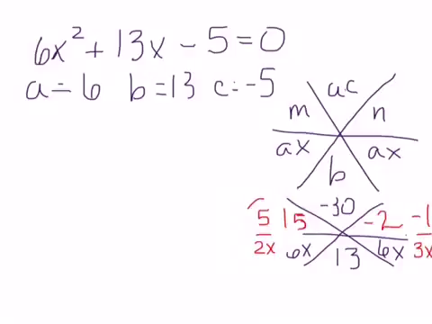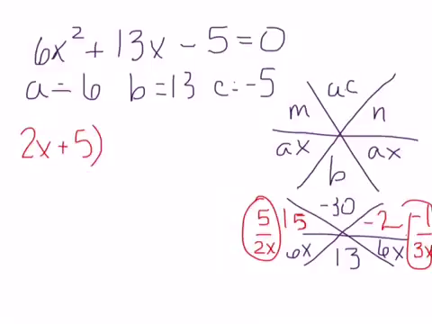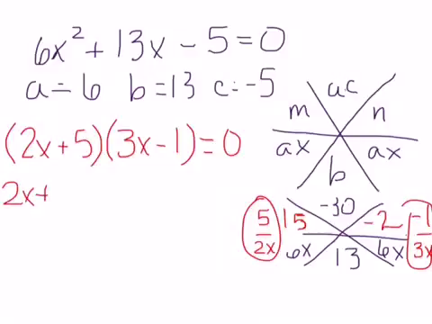So your factors are right here and right here. We're going to say they are 2x plus 5 and 3x minus 1. All of that, remember, equals 0. Then we set each factor equal to 0 and solve.